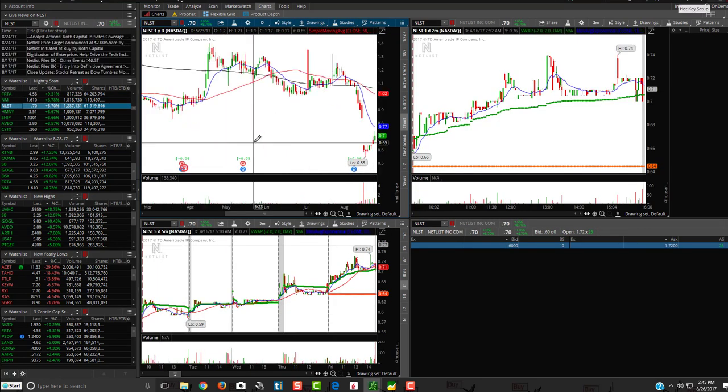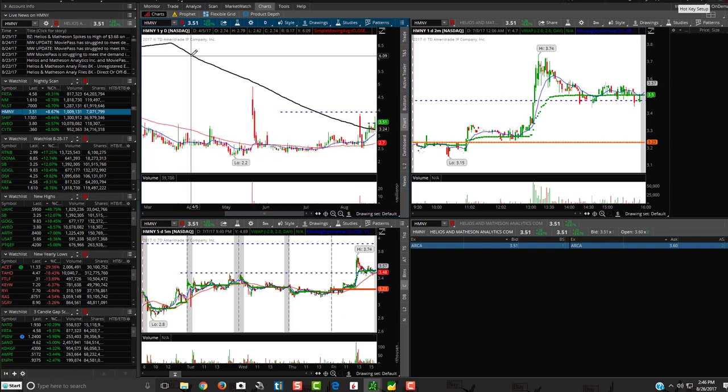NLST. Not a fan, but keep an eye on it. Could go up to fill that gap. It's not really high up. I mean, it's got a little bit of a move, but, you know, 70 cents up to that $84 maybe to fill the gap. Don't like it.